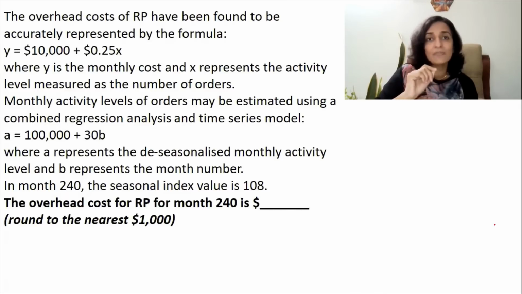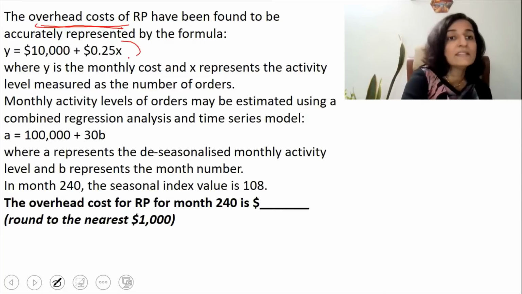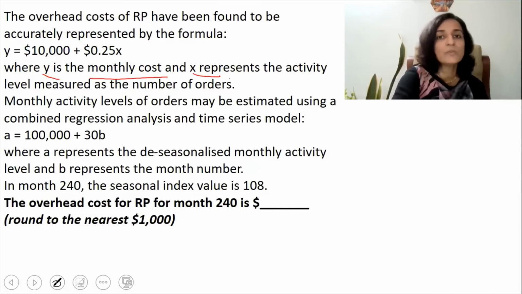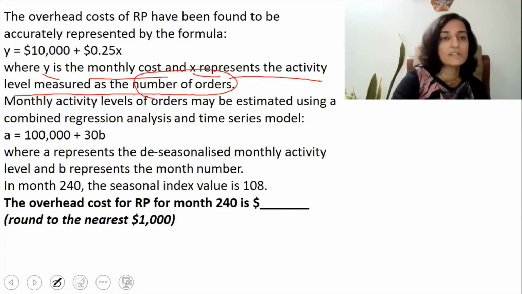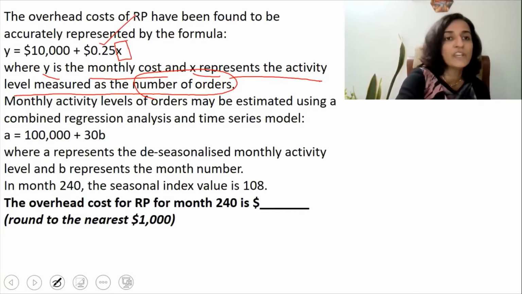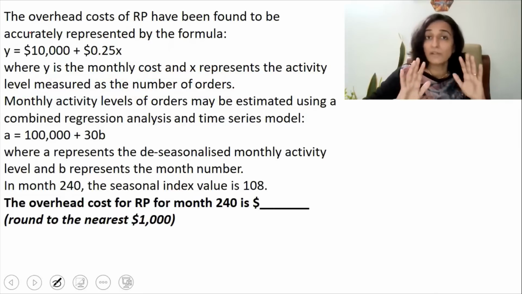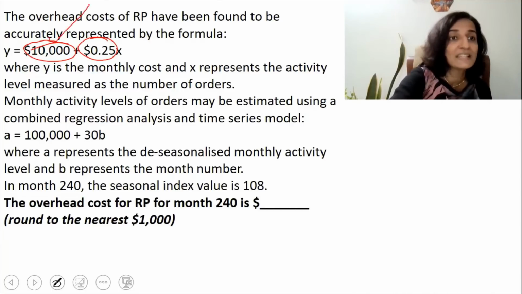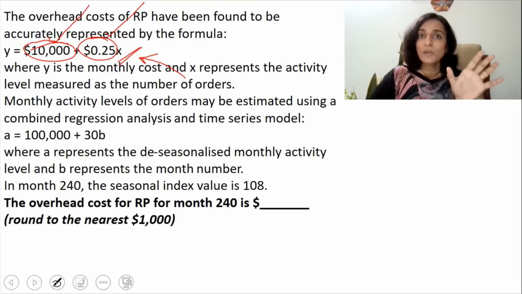The overhead costs of RP have been found to be accurately represented by the formula y is equal to $10,000 plus $0.25x. So they have given how to calculate the overhead. This is the equation of the overheads. Please note that $10,000 is the fixed cost portion and $0.25 is the variable cost per unit, where y is the monthly cost and x represents the activity level measured as the number of orders. So they are telling you variable cost per order is 0.25. So we have to multiply it with x. X is the number of orders. So please note that for this company, the overhead cost fixed portion is $10,000 and the variable cost per order is $0.25. That is why in order to calculate the total overhead cost, the equation is given as $10,000, that's the fixed overheads, plus 0.25 multiplied by X, which is nothing but the number of orders. So we have got the overhead cost equation there.